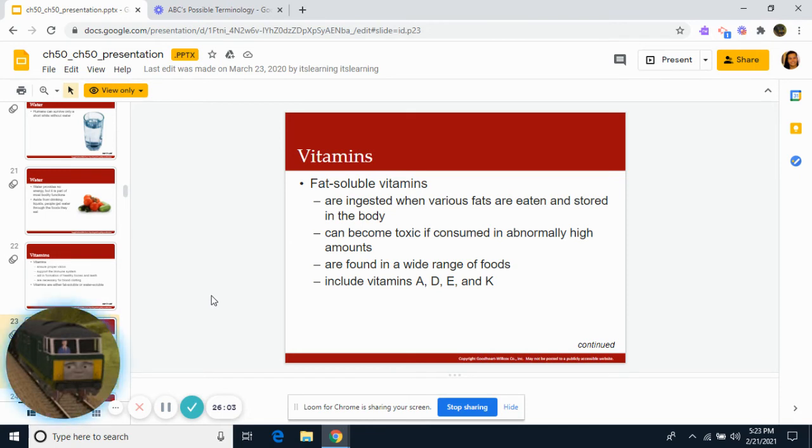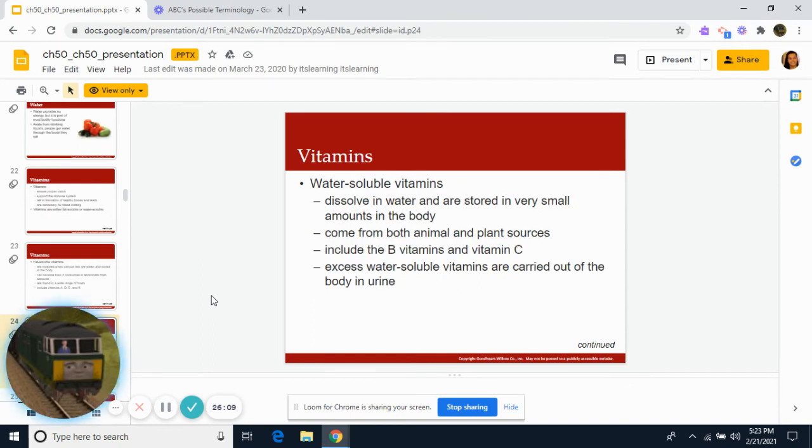Fat soluble vitamins are found in a wide range of foods and include vitamins A, D, E, and K. Water-soluble vitamins dissolve in water and are stored in very small amounts in the body. They come from both animal and plant sources and include B vitamins and vitamin C. Excess water-soluble vitamins are carried out of the body in urine.